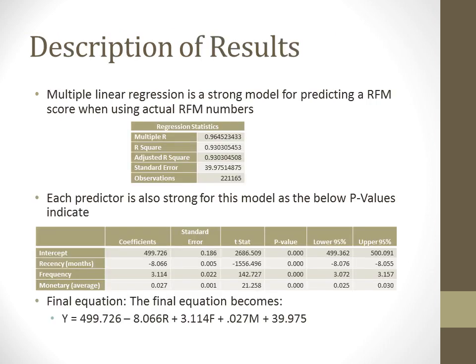So the description of the results here shows that it is a strong model for predicting an RFM score when using the actual RFM numbers. The R square is at 0.93. And then each independent variable is very strong within the model as well. As you can see, they each have a p-value of 0. I know monetary was as close to 0 as it can be before I shortened it up there. So then we got the final equation here to be able to use going forward to predict that final RFM score.